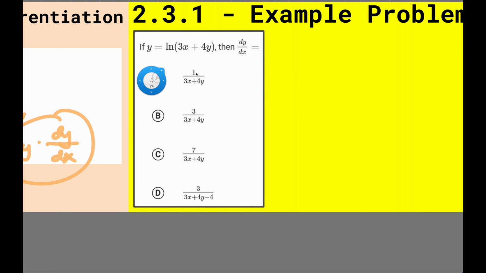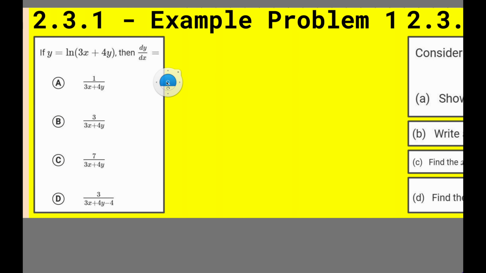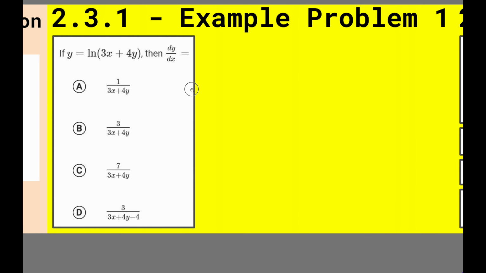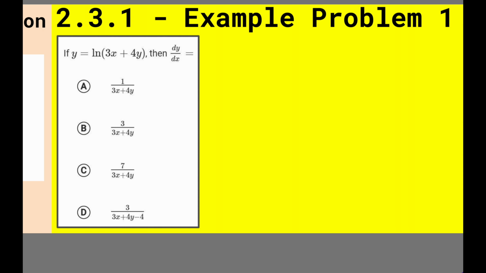Let's do some example problems so this makes more sense. Okay, example problem number 1. So y is equal to ln of 3x plus 4y. If you notice there's y in 2 different spots, we cannot solve for y. We cannot get y by itself, so we have to use implicit differentiation to figure out the derivative. That's what it's asking for. What is the derivative on this?